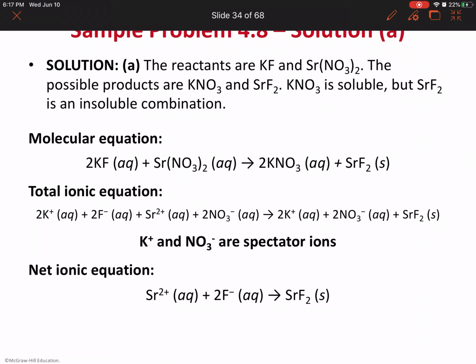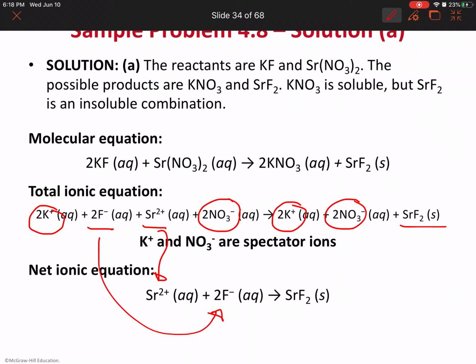And what are our spectator ions? Spectator ions are the ones that you find in both sides without any change. So we have 2K plus. It has to be the same amount as well. So 2 nitrates. And then we are left with 2 fluoride, 1 strontium forming SrF2. So the net ionic equation is strontium, and we normally write the cation first, with 2 fluoride forming SrF2.